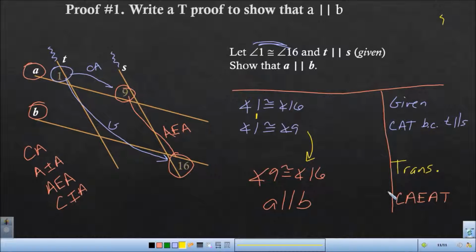And there it is. You have a given, you have a parallel transversal theorem, you've got the transitive property, and then you have a converse parallel transversals theorem. That should be TT. Okay, this is the pattern every time. Given, parallel transversal, transitive, converse parallel transversal. All right? So just keep that in mind as you're doing your problems.